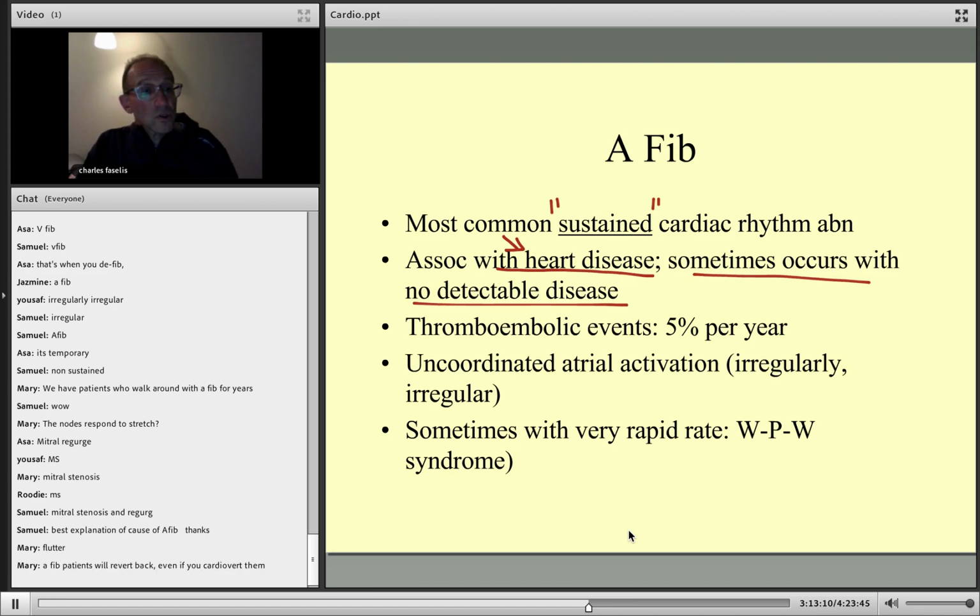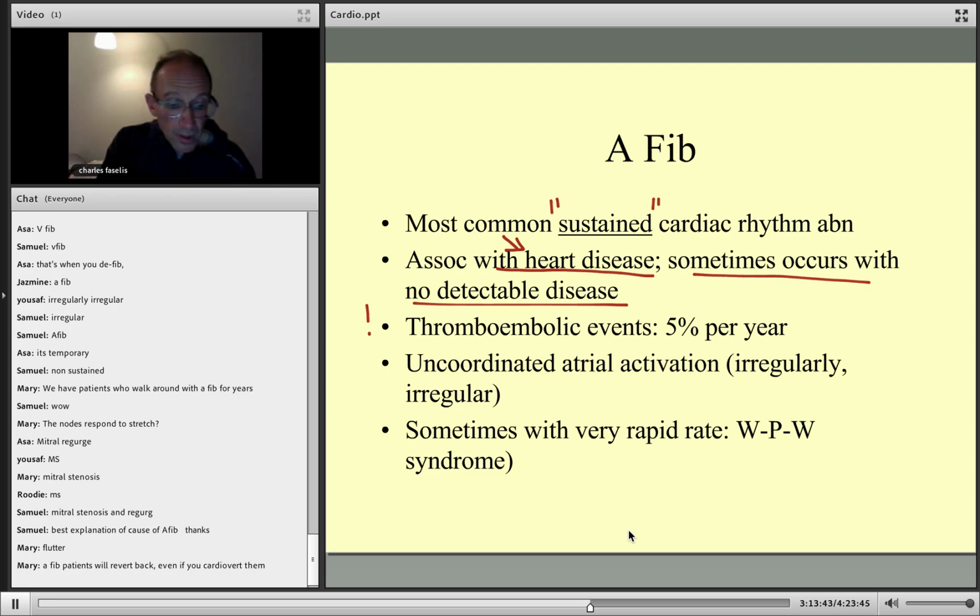All right. So here's the other thing that we have to know about AFib. So AFib patients will revert back if they have structural heart disease, but if they have no detectable heart disease, well, sometimes you can get them back to sinus rhythm and keep them there. Okay, not all the time, but sometimes. Okay, what AFib is also associated with is thromboembolic events.